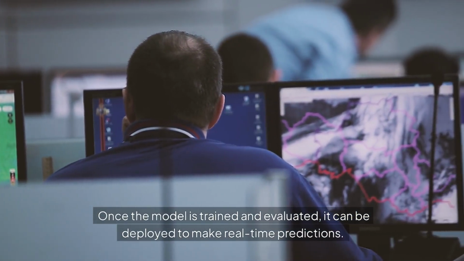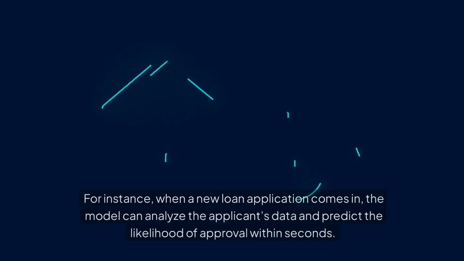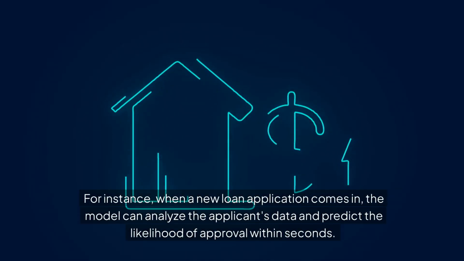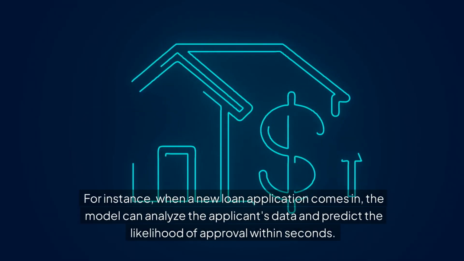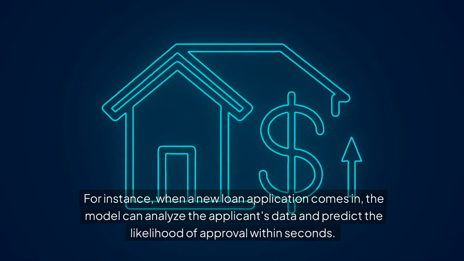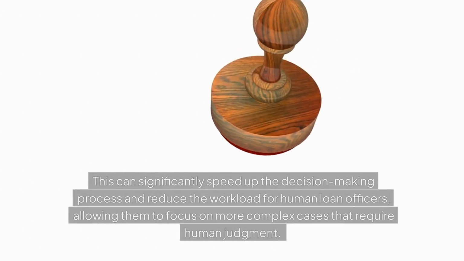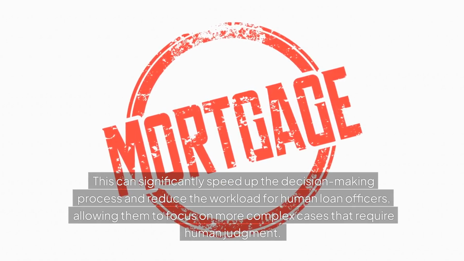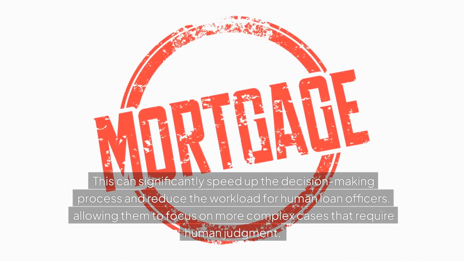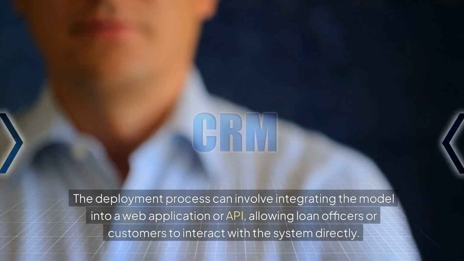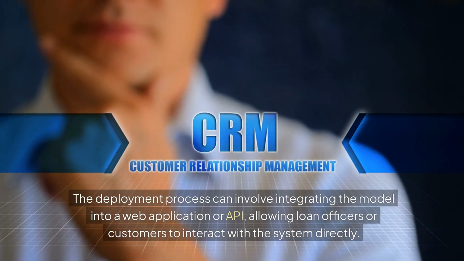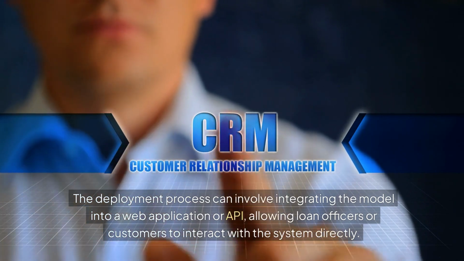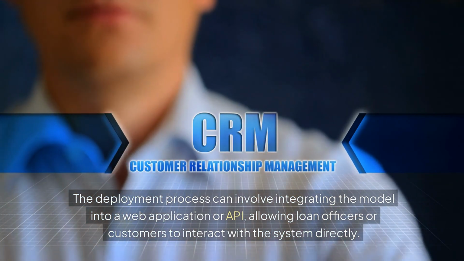Once the model is trained and evaluated, it can be deployed to make real-time predictions. For instance, when a new loan application comes in, the model can analyze the applicant's data and predict the likelihood of approval within seconds. This can significantly speed up the decision-making process and reduce the workload for human loan officers, allowing them to focus on more complex cases that require human judgment. The deployment process can involve integrating the model into a web application or API, allowing loan officers or customers to interact with the system directly.